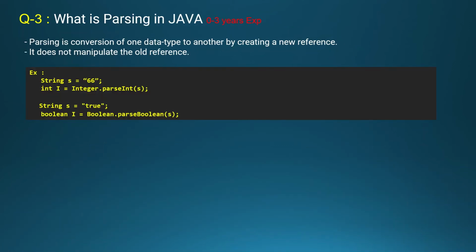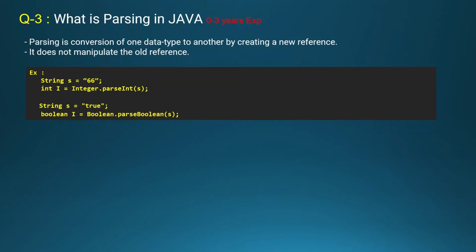Next one, what is parsing? As the term says, it's pretty easy. Parsing is when you change from one data type to another data type, but you are not manipulating the old reference. Basically, you are creating a new reference. In the example, String s equals "66", which is a string, and int i equals Integer.parseInt(s). So the integer i is a new reference, with nothing to do with s. So s stays as it is. This is parsing.